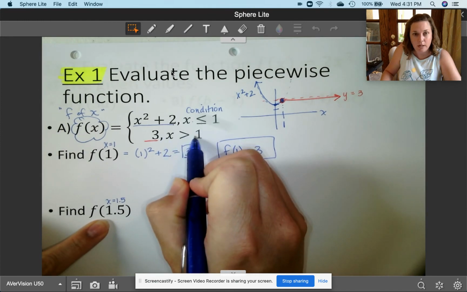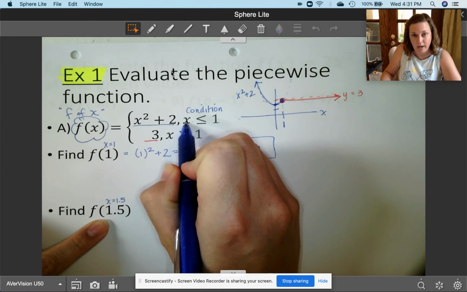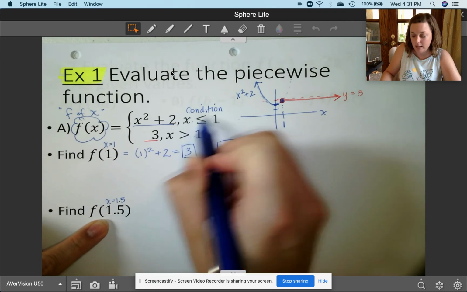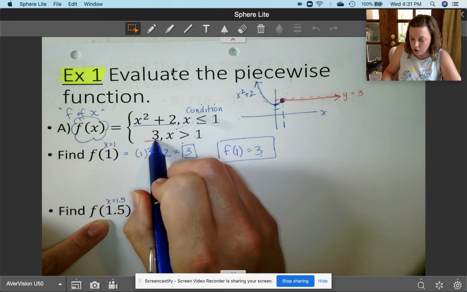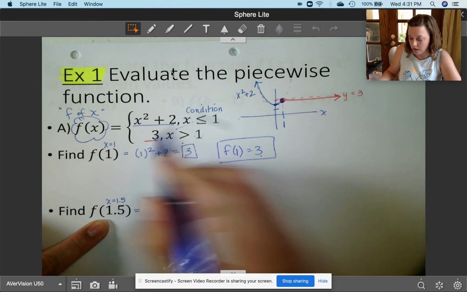1.5 is greater than 1. Here, if we tried 1.5 for x, 1.5 is not less than 1. That is a false statement. We can't use that. Here is the true statement. And so we would take this equation in red.